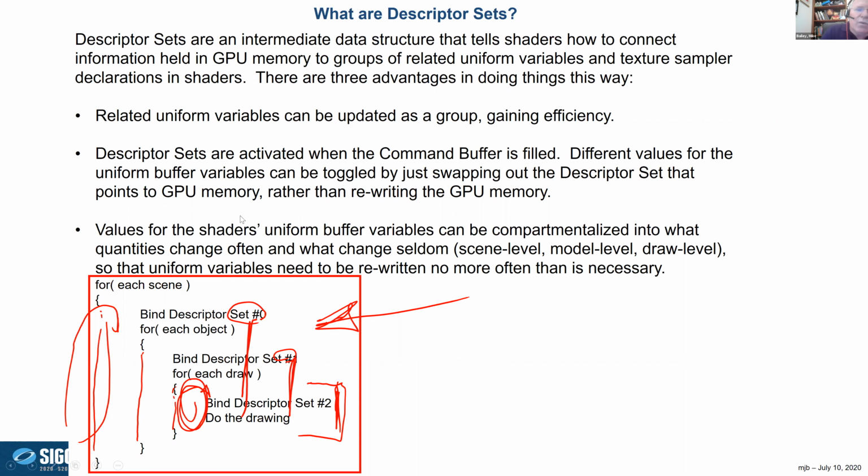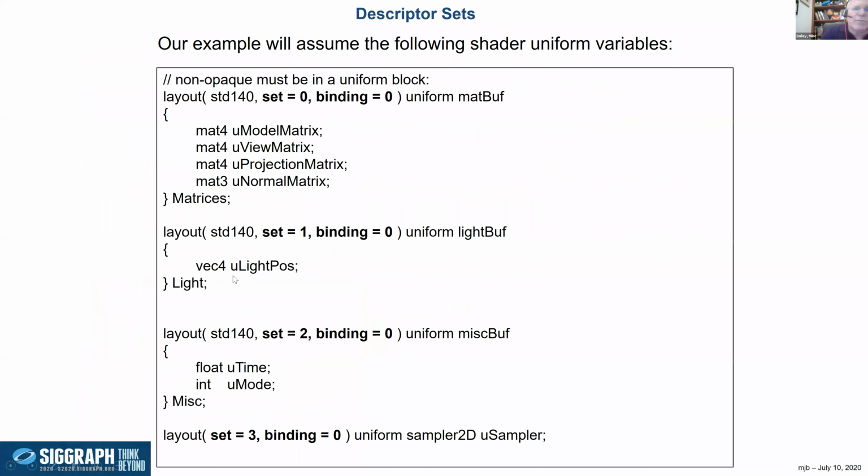And it's a way of creating that nice mapping between what's on your CPU and what's in the GPU. Okay, so this is sort of the logic we look at when we think about descriptor sets. And so in the shader code, all right, here is set 0.